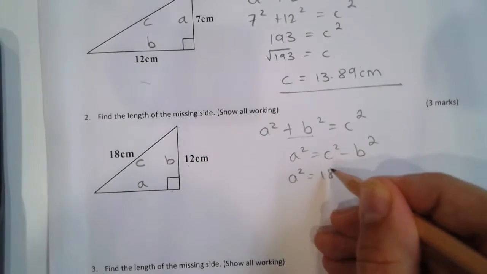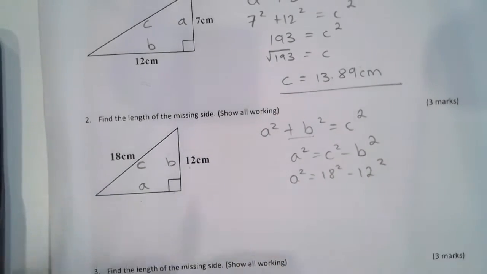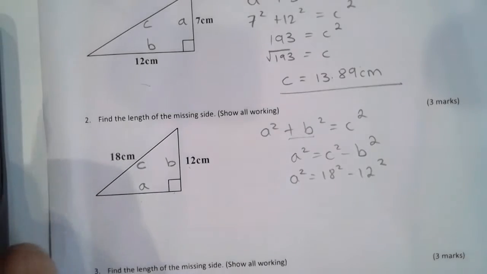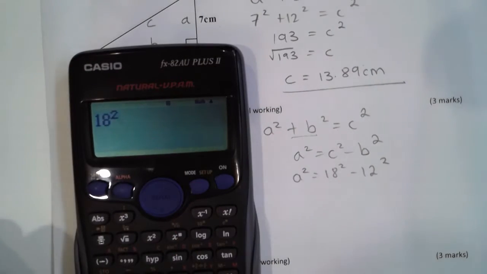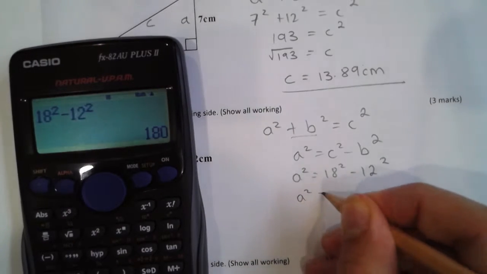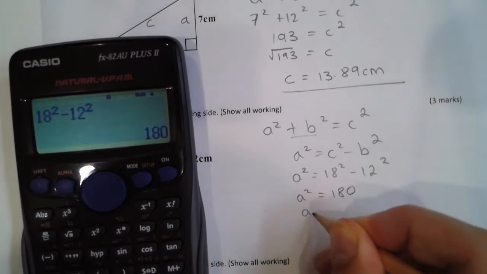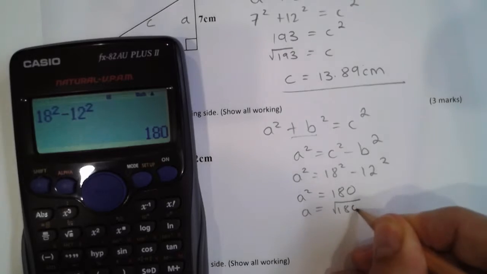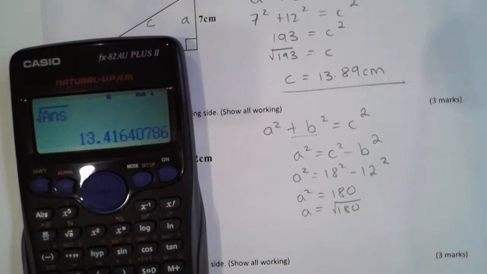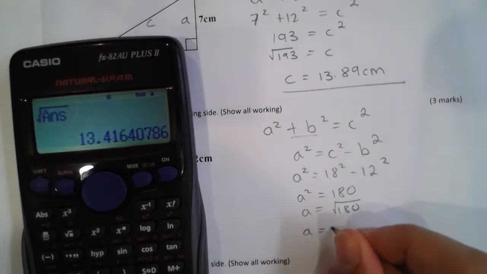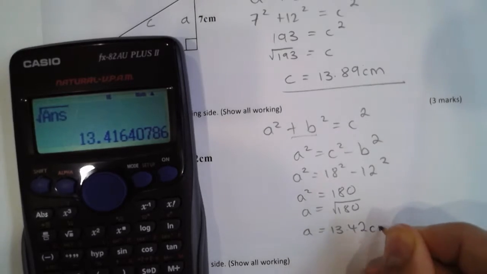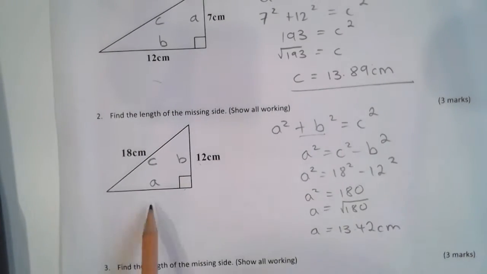A squared equals 18 squared minus 12 squared, and again we'll type that in one go, 18 squared minus 12 squared, and A squared must be 180, and the opposite of squared is square root, so square root 180, and we get A is 13.42 centimetres. Just double check it makes sense. It's got to be less than 18 because that's the longest side. It looks right as well.